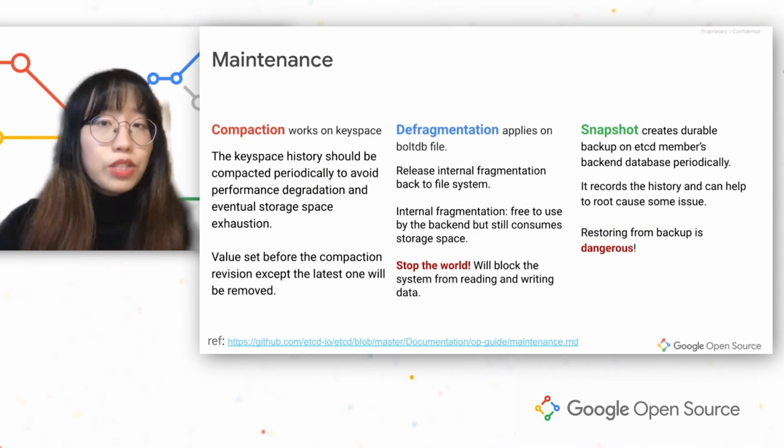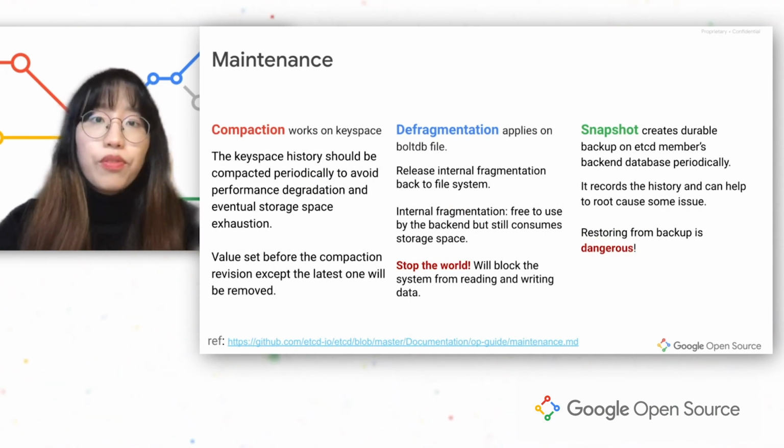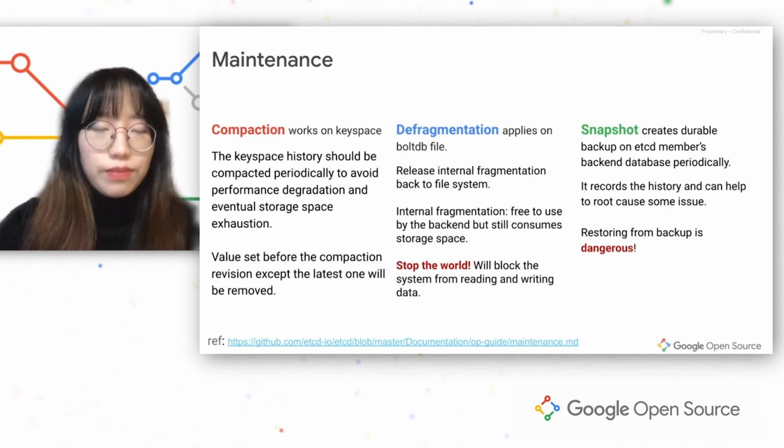So how does compaction work? Compaction will specify a revision. All the revisions before this compaction revision, except the latest one, will be removed. Compaction is done automatically by the etcd server every couple of periods or every 10,000 log entries. But you can also request to do compaction yourself with a specific revision. Then the data will be compacted up to this specific revision.